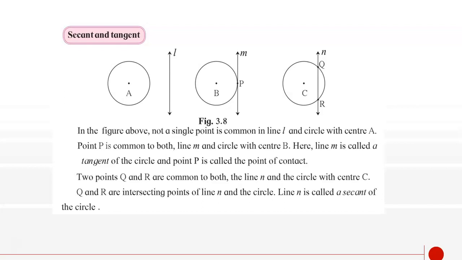And the third figure, my dear students, a circle and a line, they touch each other in 2 different points, point Q and point R. Both these points are common to the circle with center C as well as line N. So such a line which touches the circle in 2 distinct points is called a secant of a circle.